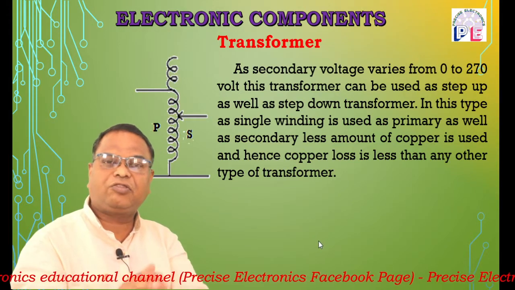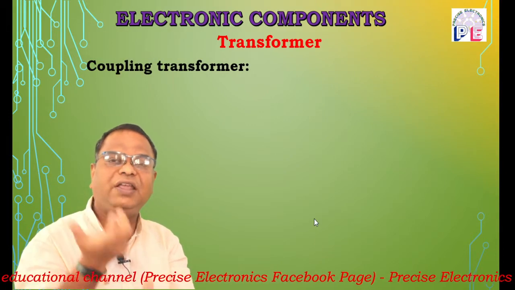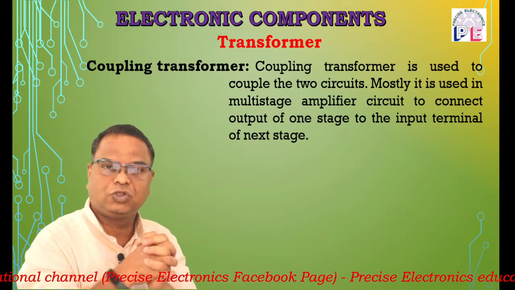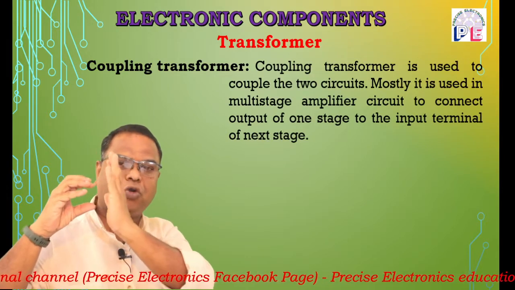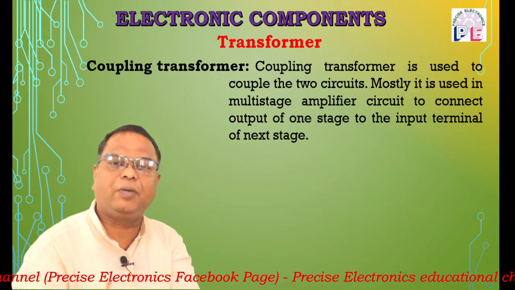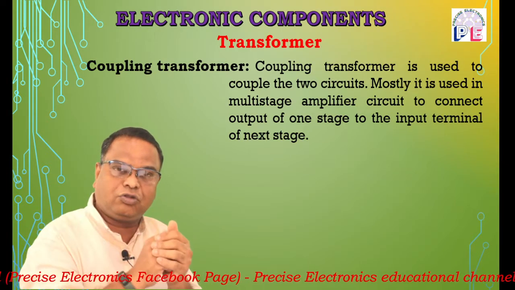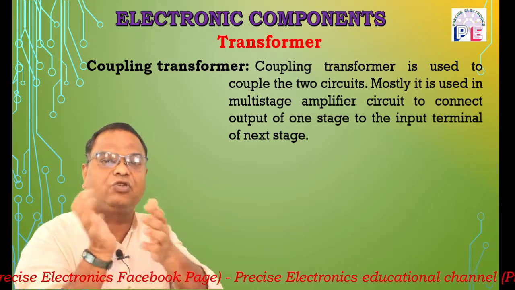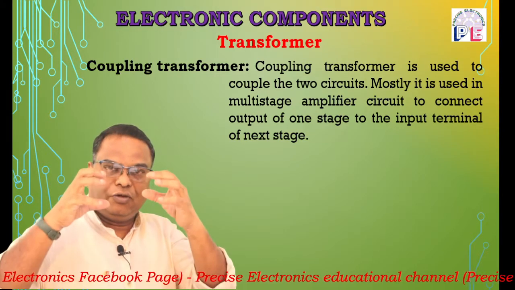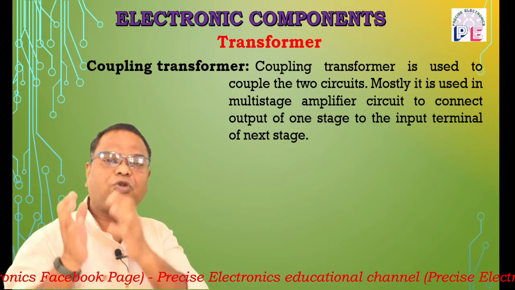The next type of transformer is the coupling transformer. What is a coupling transformer? Coupling is a device which is used to couple one stage of input with another stage. The output of one circuit is connected to the input of the next circuit, and for that purpose a coupling device is used. In some cases, it is directly connected to the input terminals; that is direct coupling. In some cases, coupling components are used. When a transformer is used for the coupling purpose, it is known as a coupling transformer.